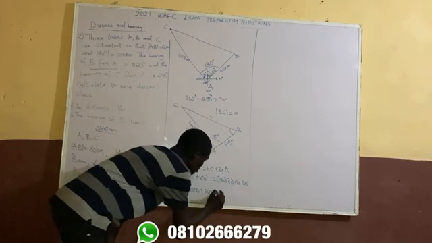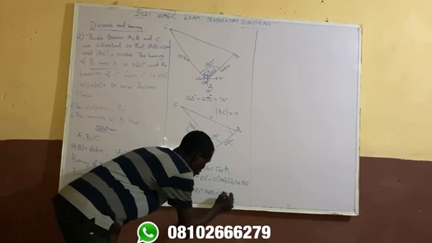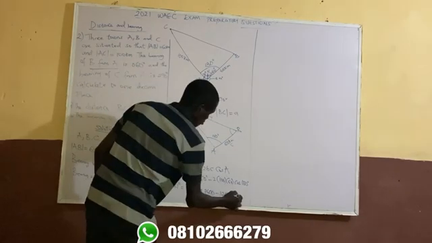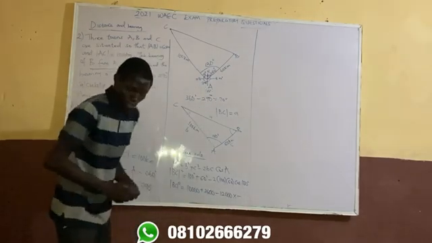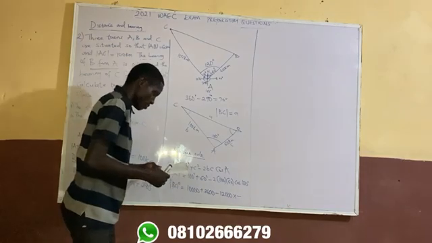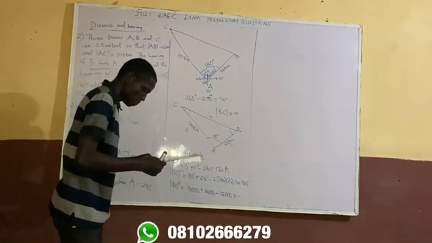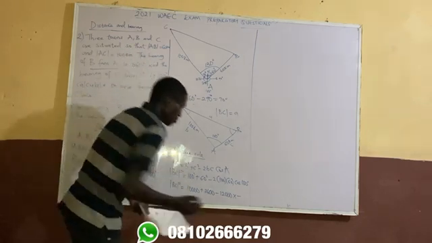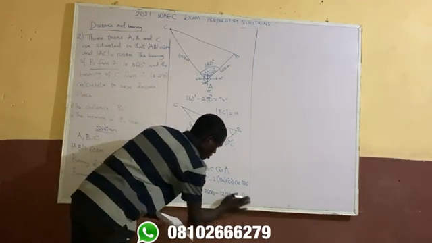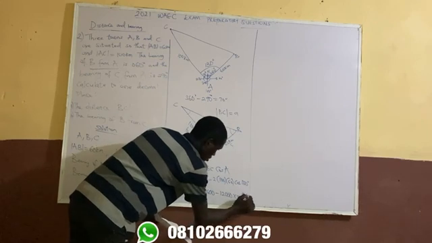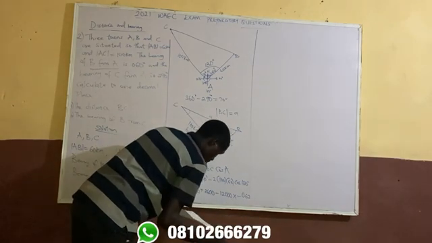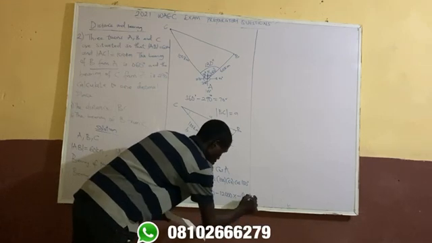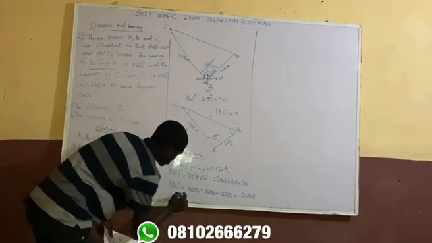So we have 13,600 minus 12,000 times cos 130. Cos 130 is in the second quadrant, so we are going to have a minus. Let me quickly check that on the calculator. Cos 130 is minus 0.6428. Now we add this together.